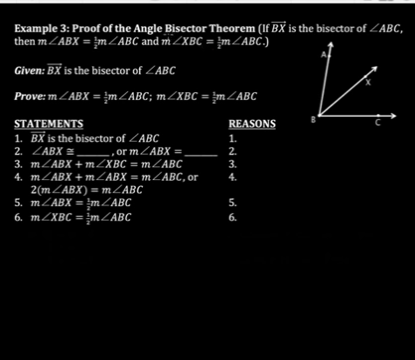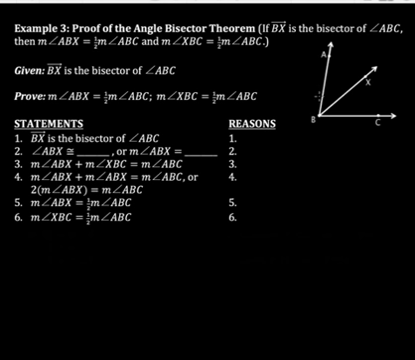So the angle bisector theorem says that if ray BX is the bisector of angle ABC, then the measure of angle ABX has to be half of the measure of angle ABC, and that the measure of angle XBC has to be half of the measure of angle ABC as well. So we're going to prove that has to be true.